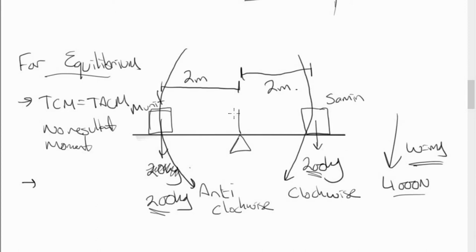Why? Because we're seeing that it's not accelerating downwards, and so the upward force has to cancel this out. So this is the second requirement for equilibrium: the total upward force must be equal to the total downward force. Or this can be written more simply, just like we wrote no resultant moment, as no resultant force.